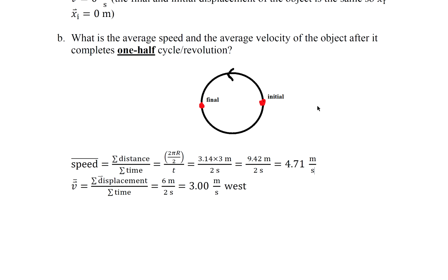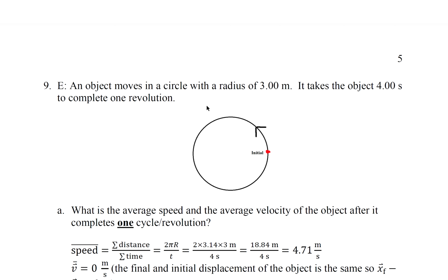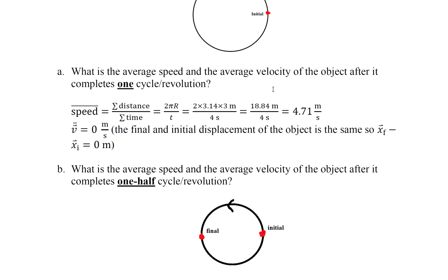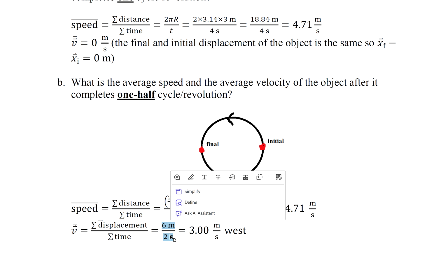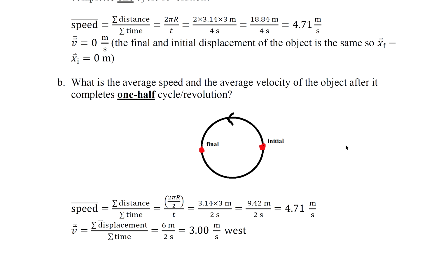And the average velocity is going to be the total displacement. What is the radius of this circle? It's 3. So if it goes from one point to another point, it's going to have a total displacement of 6 meters west. So it took 6 meters west divided by 2 seconds. So the solution is 3 meters west for the average displacement, or the average velocity, sorry.